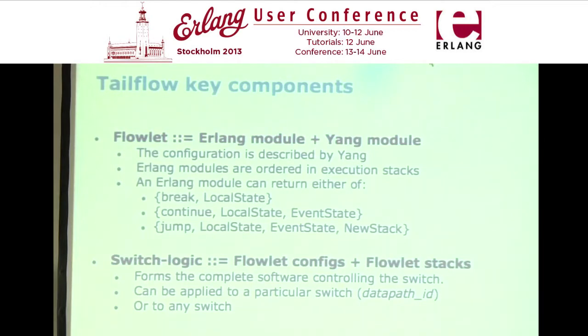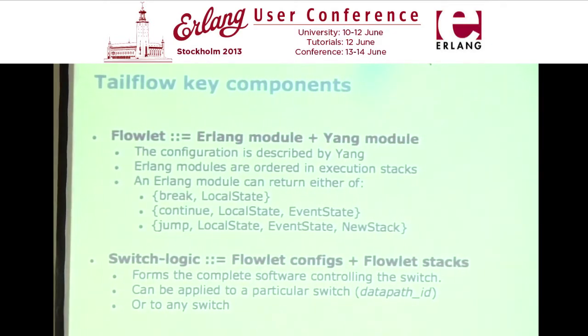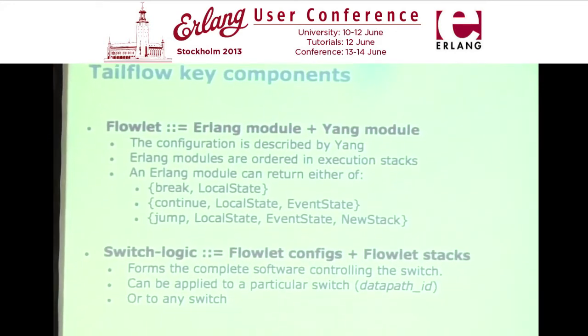So you have three choices in this case. You can say break, which means don't process this packet through the stack anymore, I'm done. Or you could say continue, and the packet will traverse through to the next Flowlet in the stack. Or I could jump to another stack. So I can have multiple stacks of Flowlets, similar to IP tables, where you can have several chains of stuff.